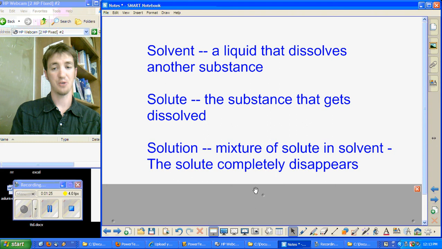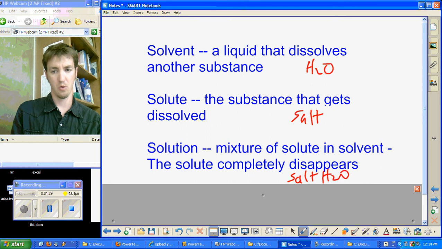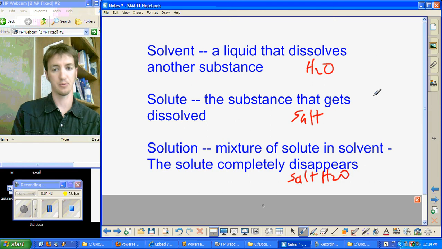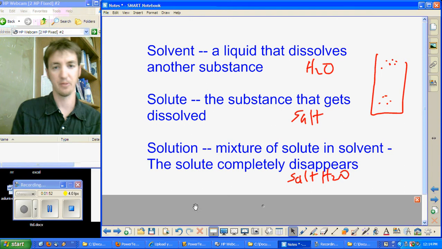The solute completely disappears. So what we have would be water. We could have some salt that we put into water, and so when you end up, the solution is salt water. You can't see salt when it's dissolved. That's how you know it's a solution. If I have a solution, however much salt I have down here, I have the same amount of salt up here. It's all evenly mixed all throughout.